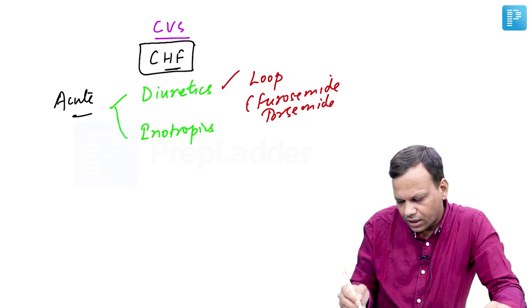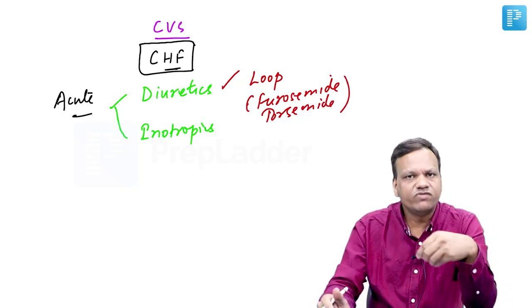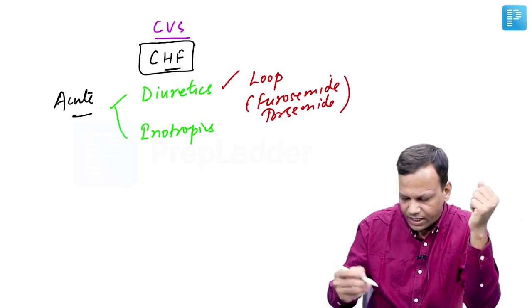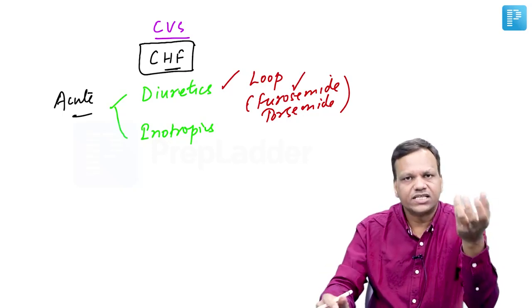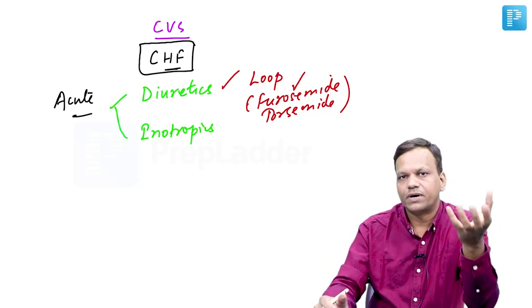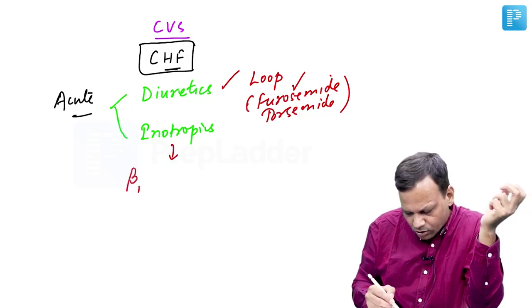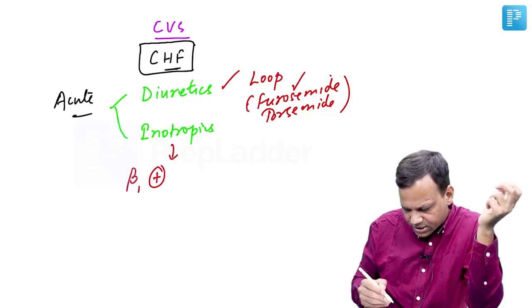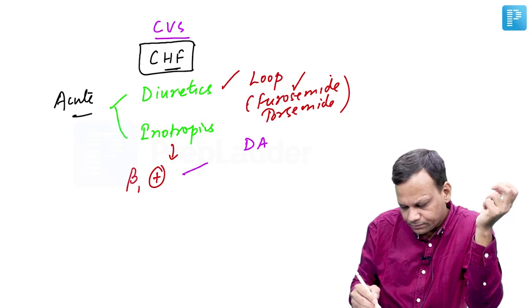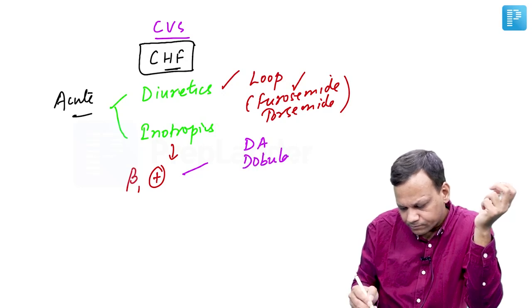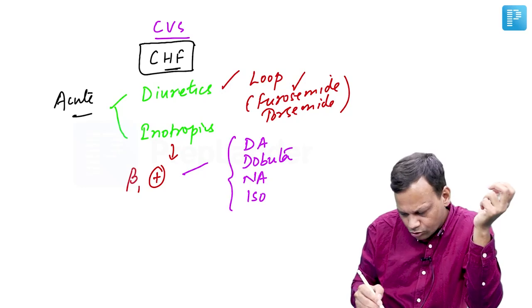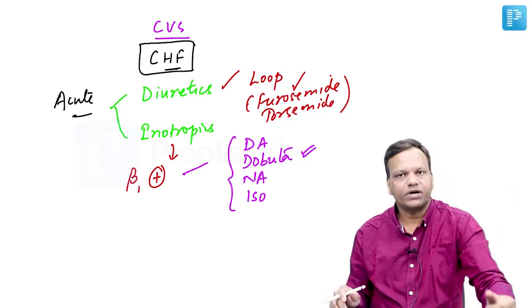These are used in acute CHF. They will remove the pulmonary edema very quickly. In addition to their diuretic action, they are powerful vasodilators that help in pulmonary edema. Then inotropic drugs can be beta 1 agonists, like dopamine, dobutamine, noradrenaline, isoprenaline. Dobutamine is usually the preferred inotropic drug.